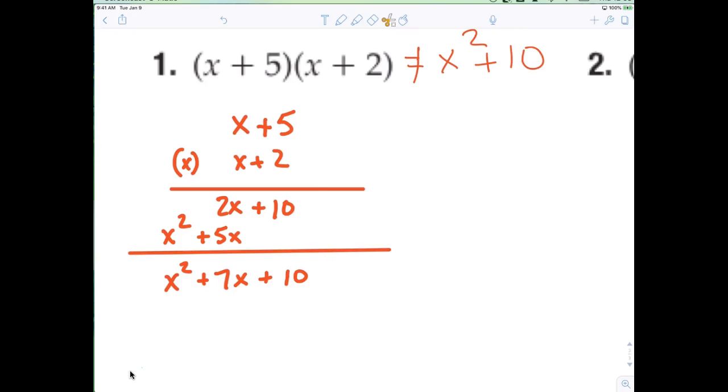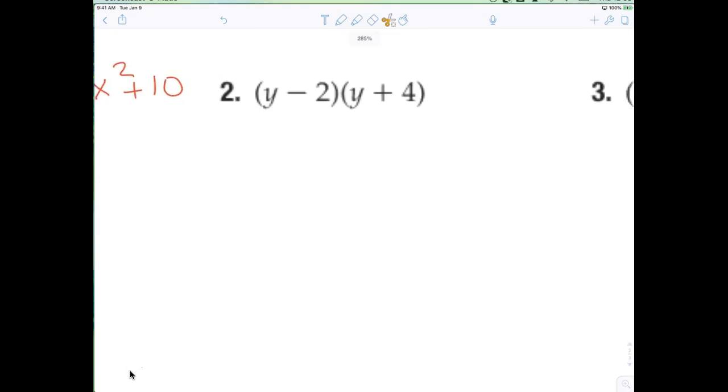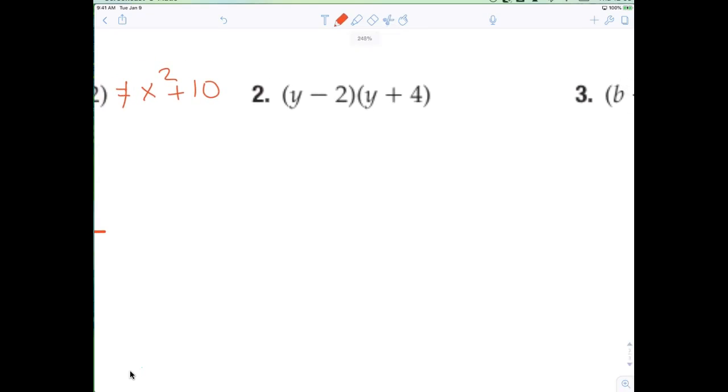So now, let's see how good of an explanation I did. Everybody's doing number 2. Let's see how you're doing. So we're going to put y plus 4. You're going to multiply that by y minus 2. I'll give you a second to see if you can do it.